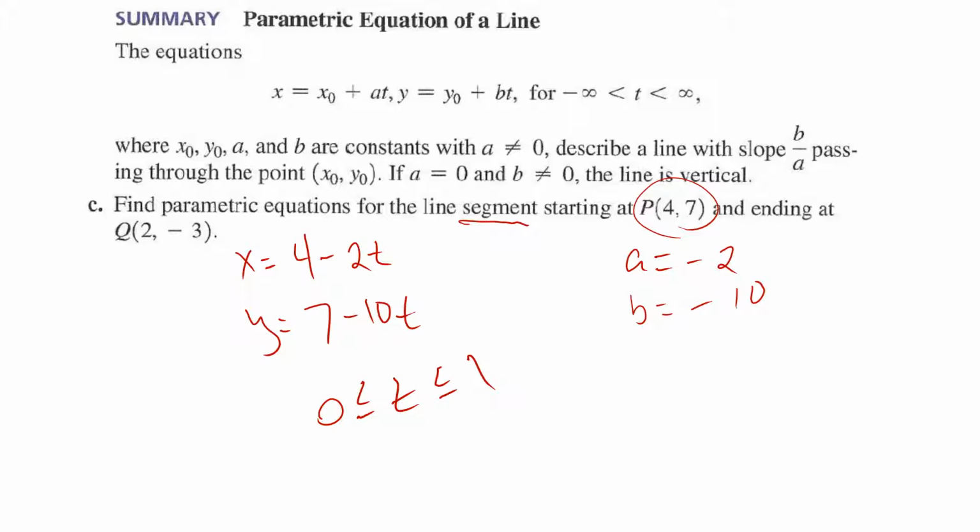If we would have found a slope and reduced to have 1 over 5 or negative 1 over negative 5, t would have had to go from 0 to 2. So that just depends on what your equations actually look like. But that would be a set of parametric equations to describe that line segment.